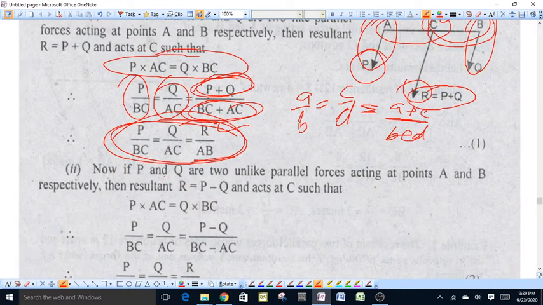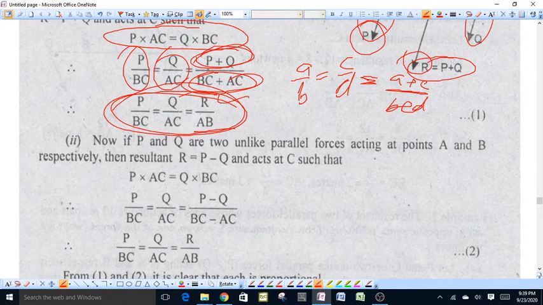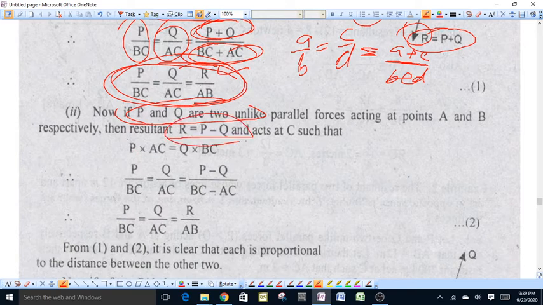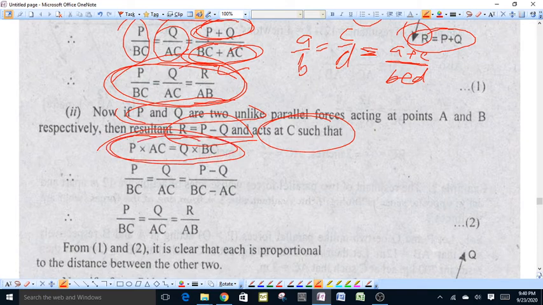In case we have P and Q, two unlike parallel forces acting at points A and B respectively, then their resultant R will be equal to P minus Q, as we have studied in the previous article, and will act at point C such that P into AC is equal to Q into BC. We have established this result in the previous article. This equation can be written as P upon BC is equal to Q upon AC. After cross multiplication, this will give P into AC is equal to Q into BC.